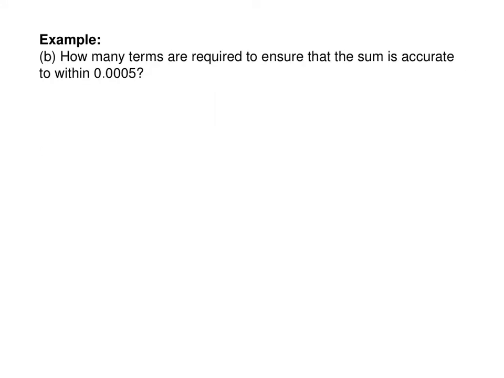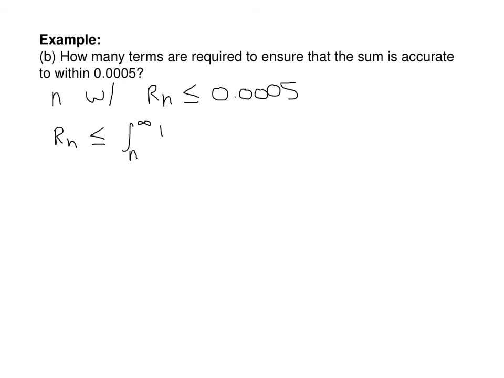Now, next, suppose you needed to have an answer that was accurate within 0.0005. So what you need is an n where r sub n is less than or equal to 0.0005. So obviously more than 10, because in the previous example summing the first 10 terms had an error of at most 0.005. So we know that r sub n is less than or equal to the integral from n to infinity of 1 over x cubed dx.